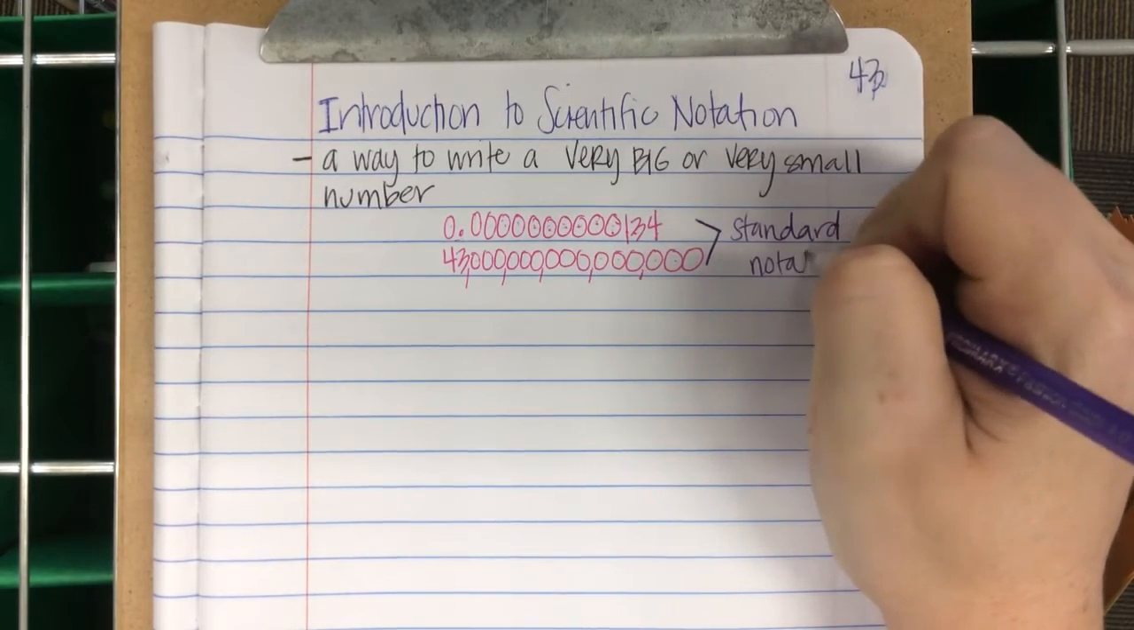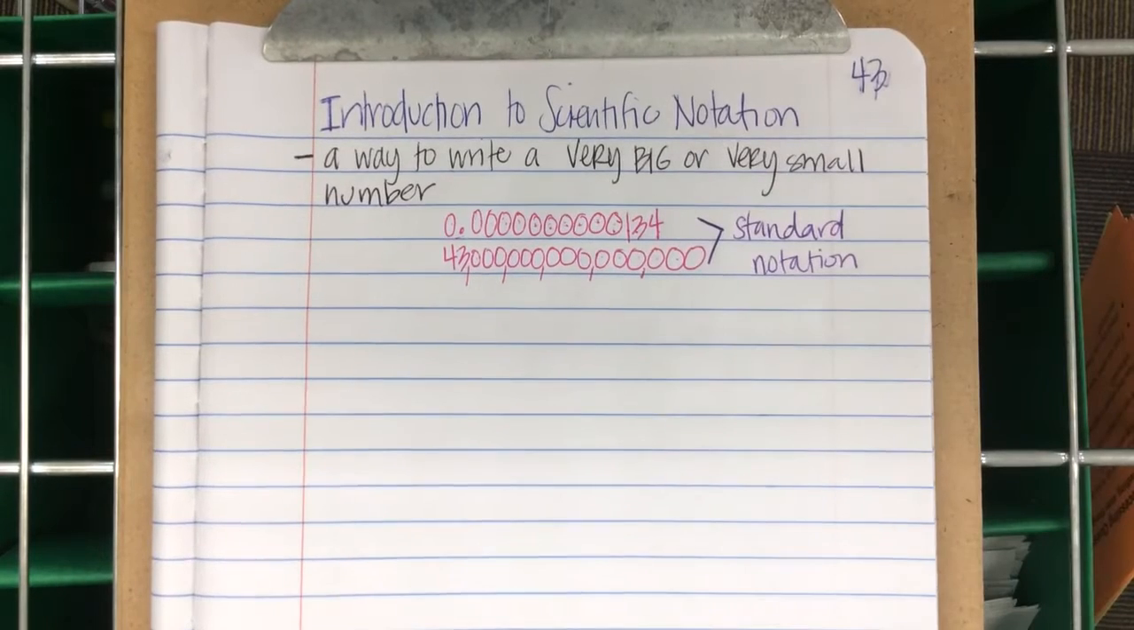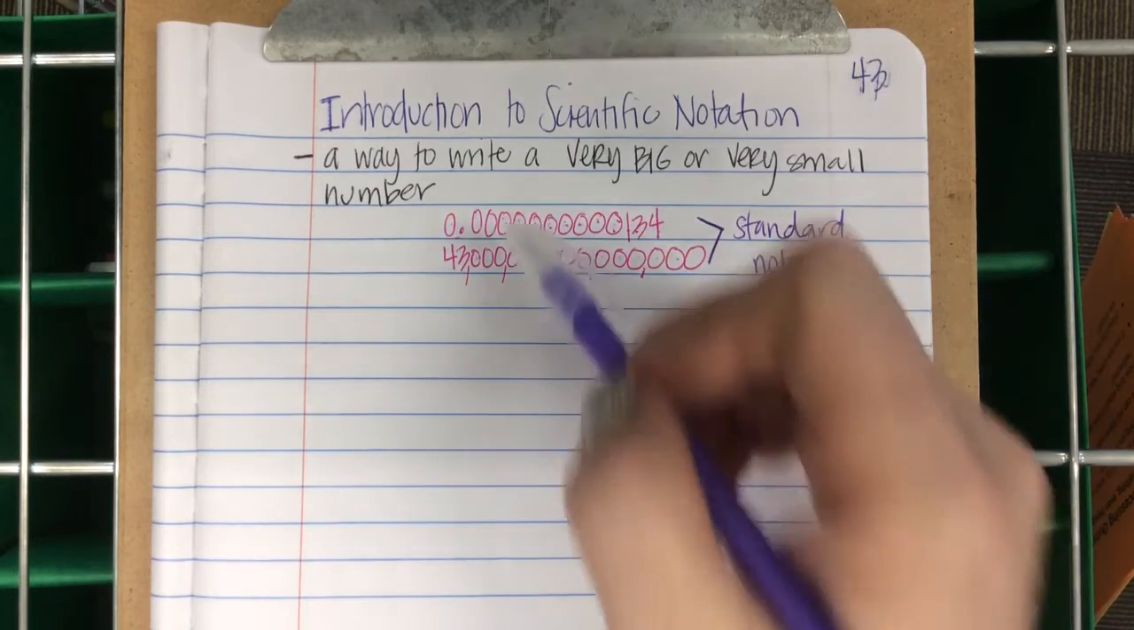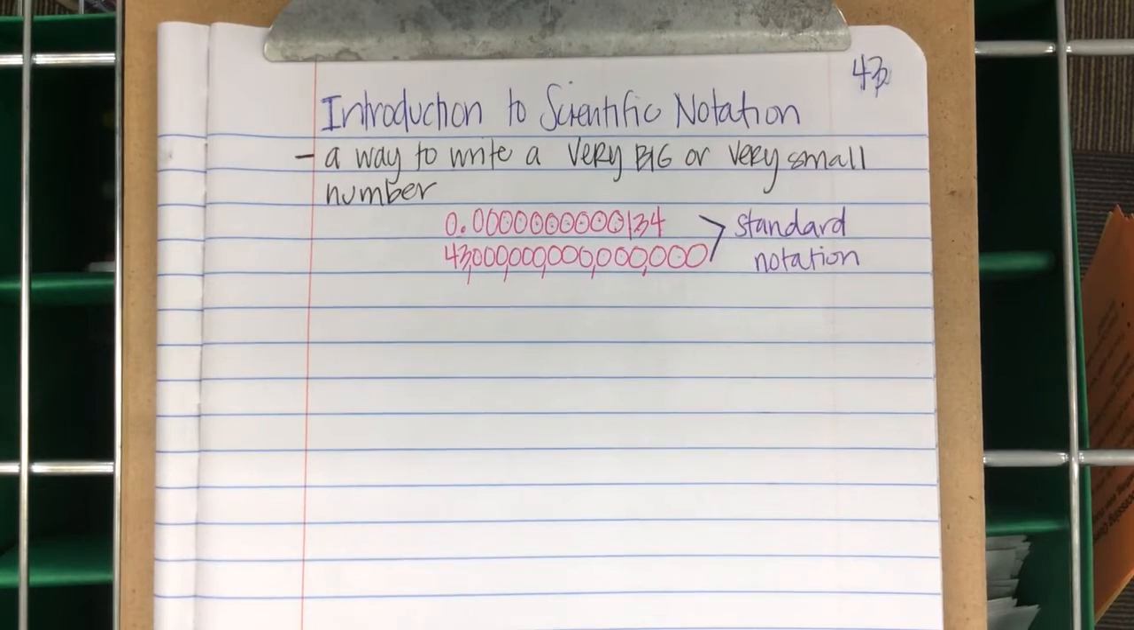Standard notation. These types of numbers, regular old numbers, are called standard notation. Meaning this is how numbers are typically written, right? We put commas after every 3 digits. There's one value in front of the decimal. This is how they're written.